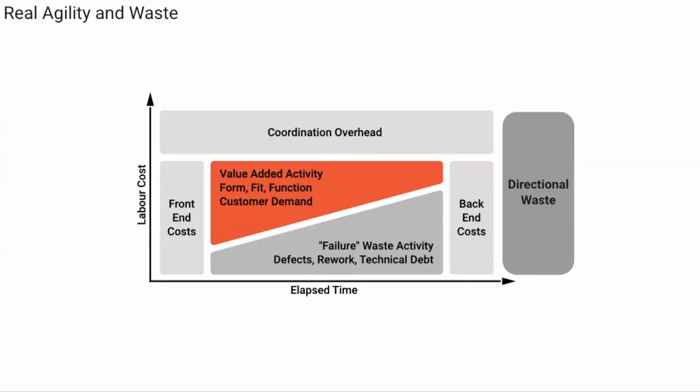This diagram shows along the horizontal axis the elapsed time that occurs as a person, as a team, or even as a whole organization is doing its work. In the middle, the red quadrilateral is representative of the work that that team or person does that is value added. In other words, it's the work that produces some change in the form, the fit, or the function of a product or service, and which a customer demands or would pay for directly.